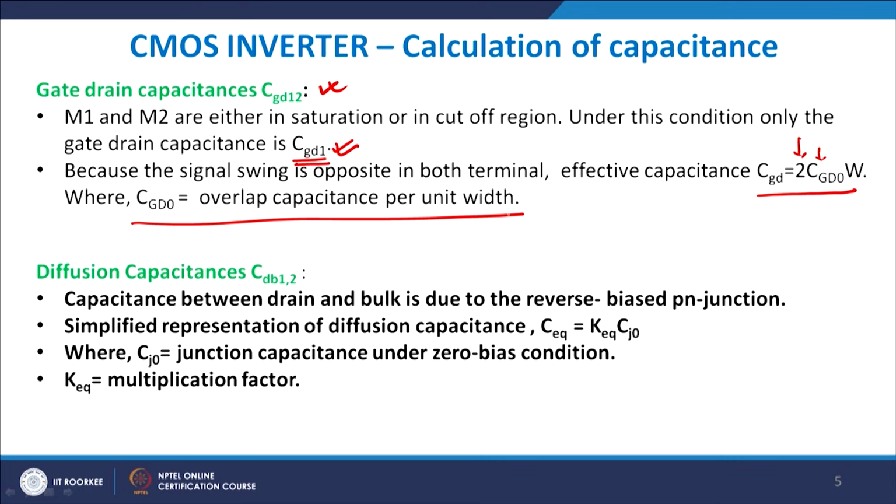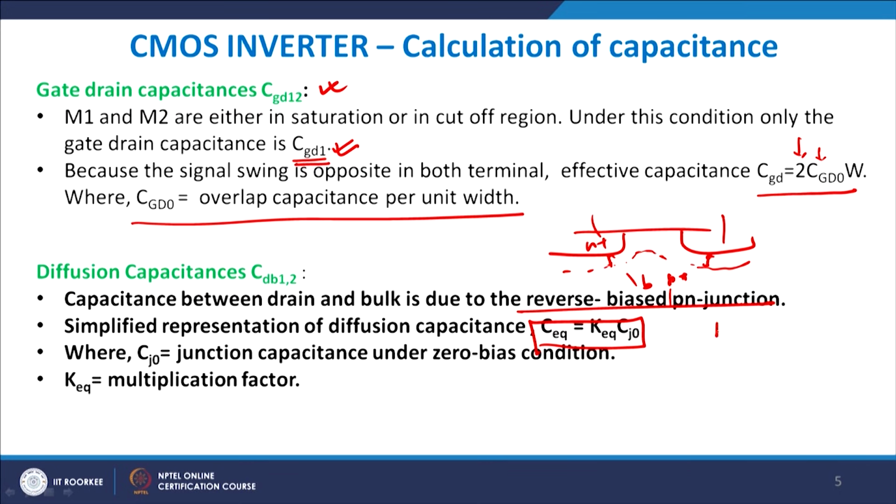There will also be, remember, the drain to bulk capacitance. If you remember from our previous discussion, this is bulk, which is P type, and this is N plus type. There will always be a depletion layer here and here. So there will always be a reverse biased PN junction between the drain and the bulk and the source and the bulk. This results in a diffusion capacitance given by K equivalent multiplied by Cj0, where Cj0 is the junction capacitance at 0 bias.